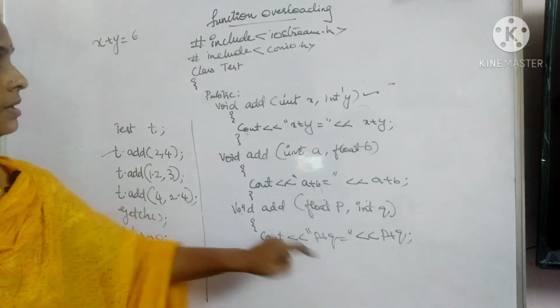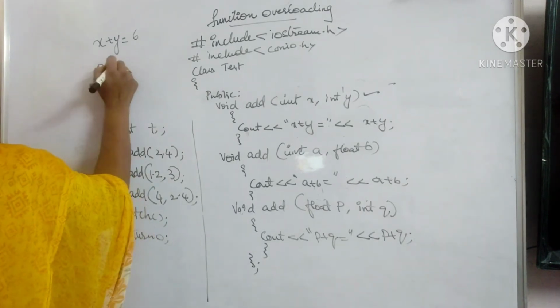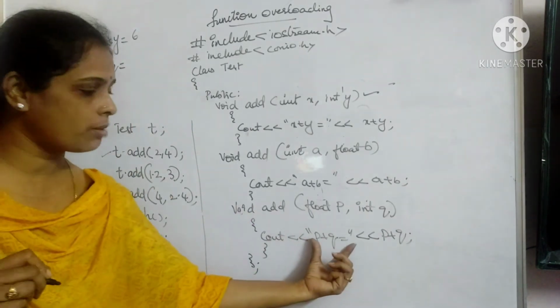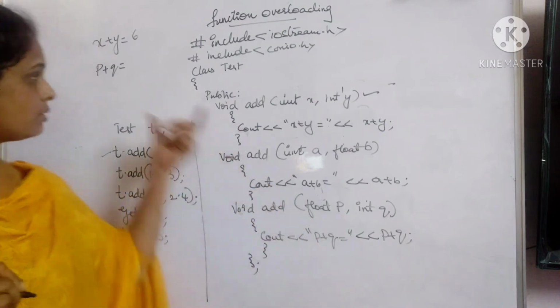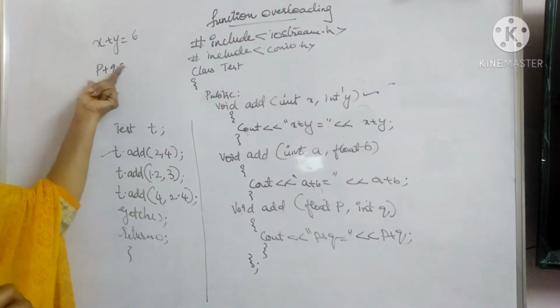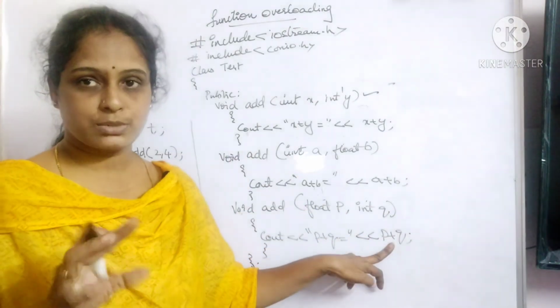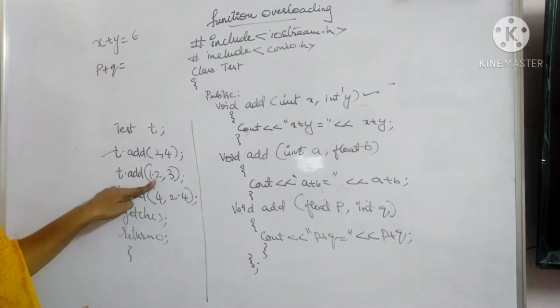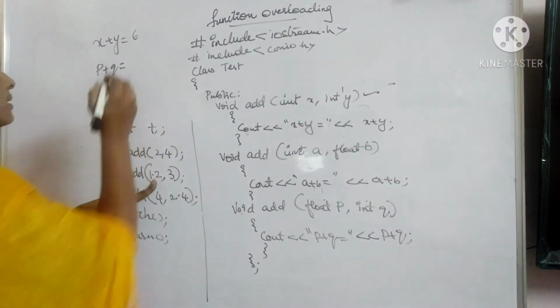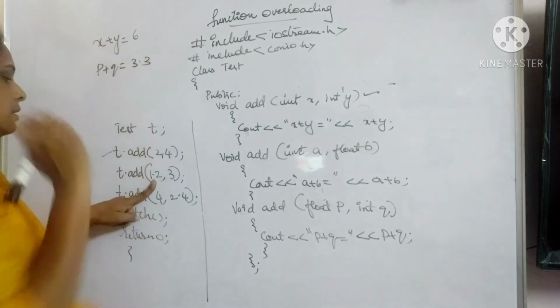So what is it here? P plus Q. P plus Q is equal to, with an inverted comma, I wrote P plus Q is equal to. So the same thing will be written here, followed by P plus Q, the calculated value. So what is it here? 1.2 plus 3, that is 3.3 here.